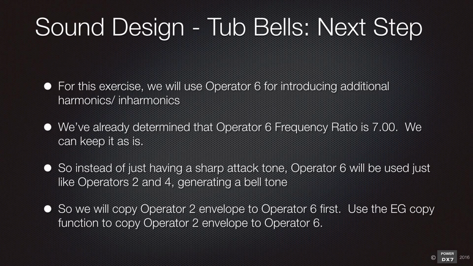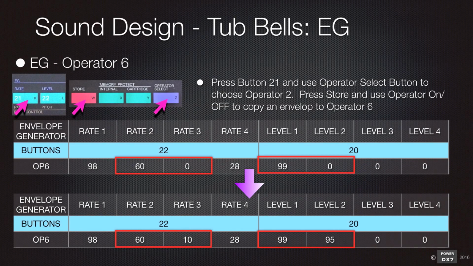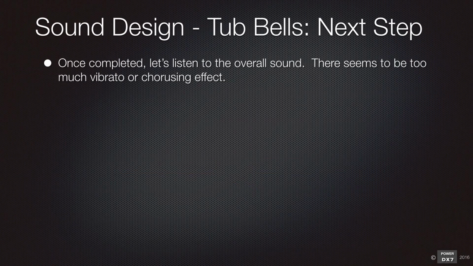Use the EGC copy function to copy operator 2 envelope to operator 6. Press button 21 and use operator select button to choose operator 2. Press store and use operator on-off to copy an envelope to operator 6. Once completed, let's listen to the overall sound.